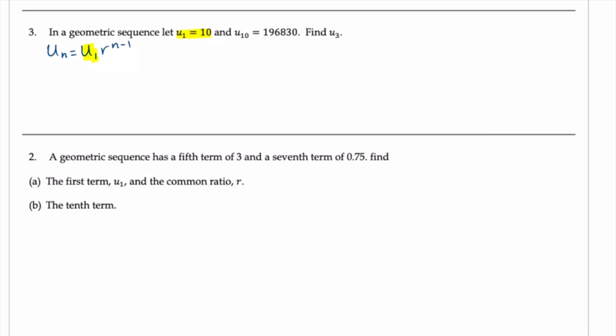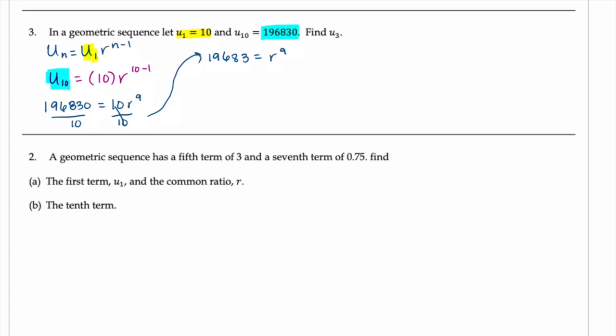So what I'm going to do is I'm going to plug in u sub 10. U sub 10 is equal to the first term times my common ratio, 10 minus 1. The reason I am doing this is because I do know what u sub 10 is equal to. So I'm going to use that to help me find r. And I'm going to solve for r by dividing both sides by 10.